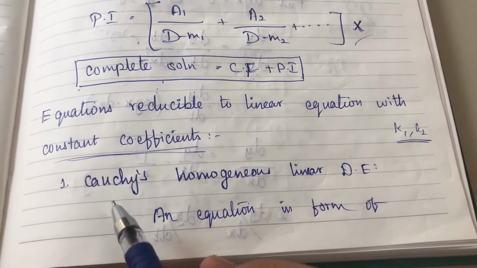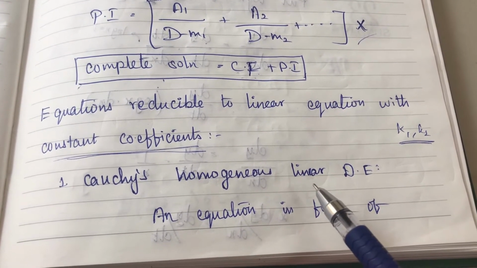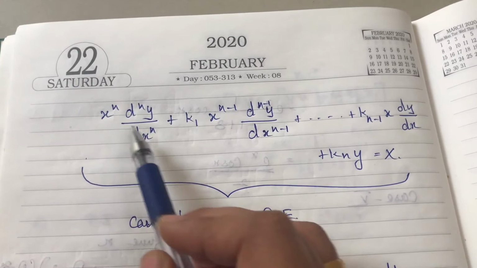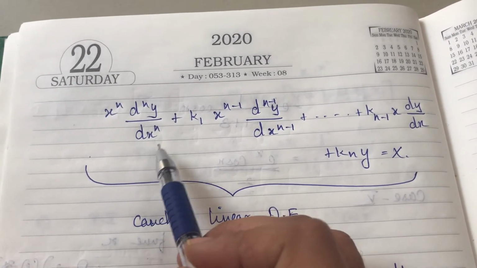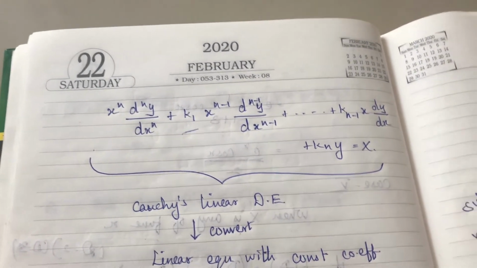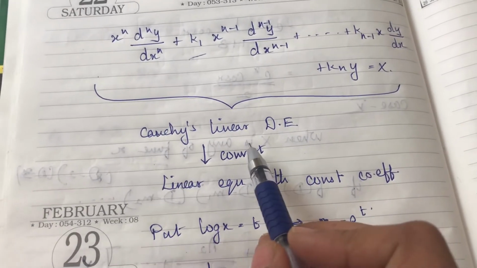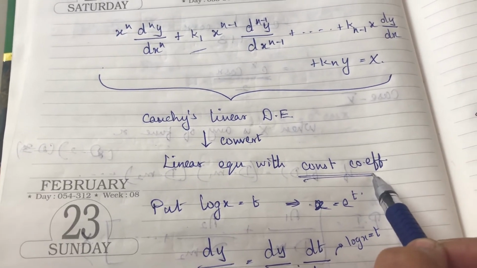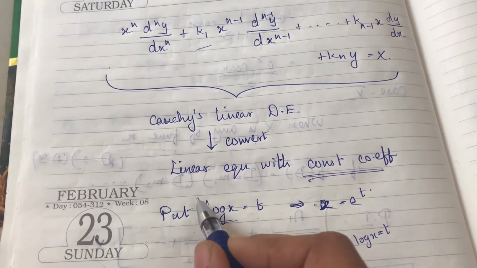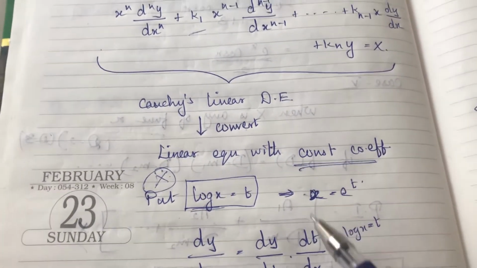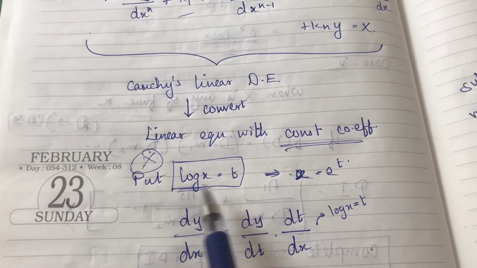So the first thing we're going to see is the Cauchy homogeneous linear differential equation. The Cauchy equation will be like x power n into d power n y by dx power n, with k here. This is the thing we have already seen. So Cauchy equations will be converted to a linear equation with constant coefficients. How can I convert it? Just put log x equal to t. This is important because we have used this in some sums also.